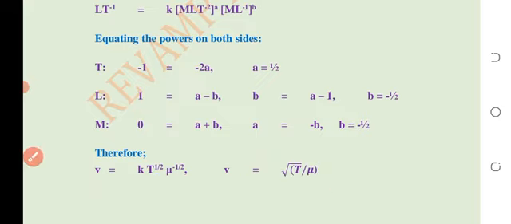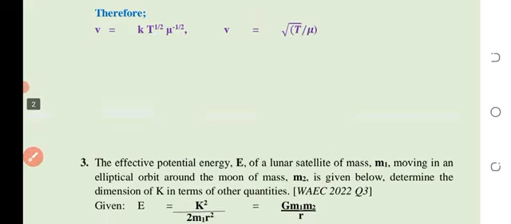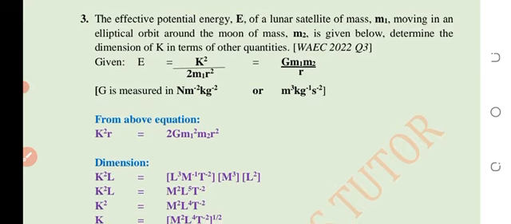Okay, moving away from this, let's check another example, which is also one of the most recent WAEC questions. The question here says, the effective potential energy of a lunar satellite of mass m1 moving in an elliptical orbit around the moon of mass m2 is given below. We are to determine the dimension of capital letter K in terms of other quantities. That is WAEC 2022 question number 3, part A of the theory. Okay, now the expression is given here. You can see that on the screen.